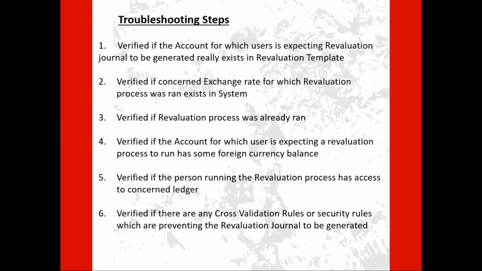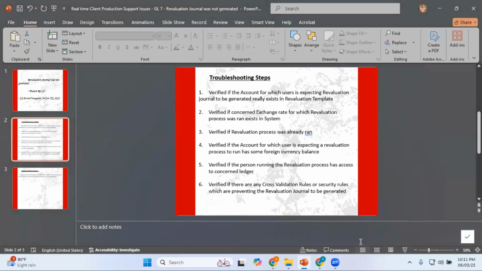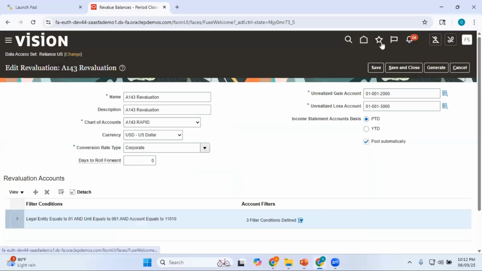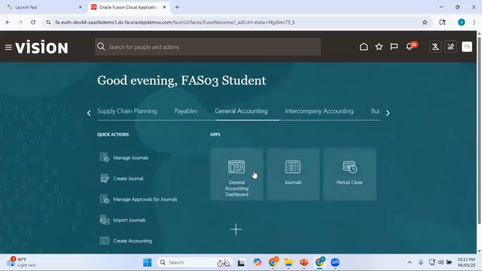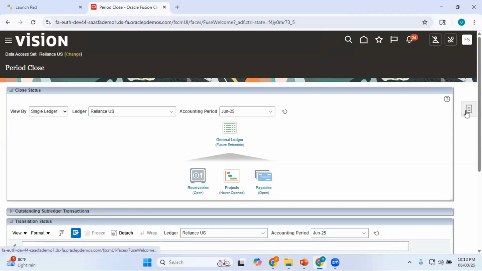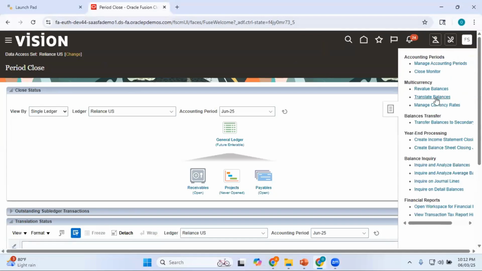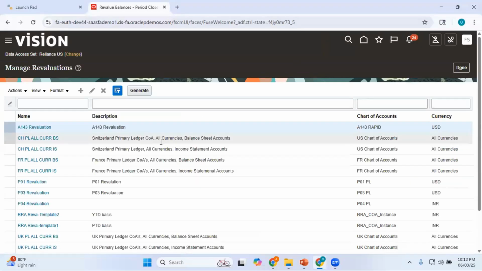troubleshooting steps. The first one is we verified if the account for which the user is expecting a revaluation journal to be generated really exists in the revaluation template. So let me get into the Fusion environment and I can show you how you can get into the revaluation template and check the accounts. You should be getting into general accounting, period close, and then revalue balances, and then you can pick up the concerned revaluation template.